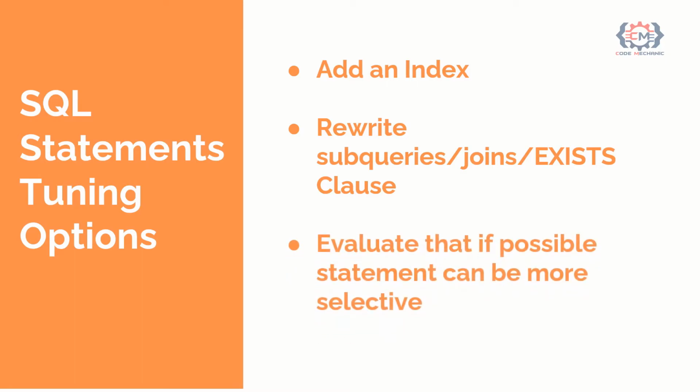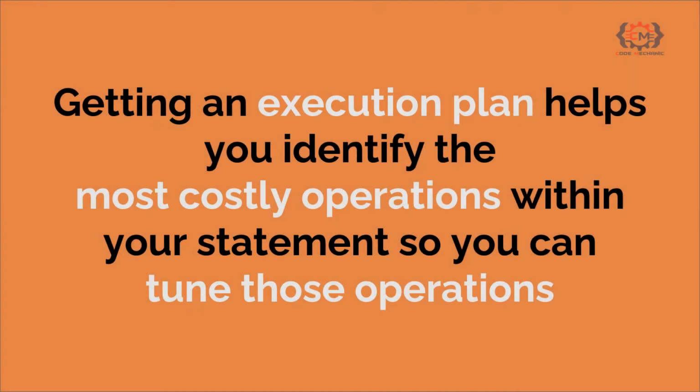You can also do a general evaluation of your statement and see if there is an opportunity to include a more selective where clause, or possibly change your statement so it's asking the question you want answered in a slightly different way. Getting an execution plan allows you to see the individual steps that have to be executed to run your statement and to find which statements are most costly. Then you can focus on these operations to see what you can do to make them more efficient.